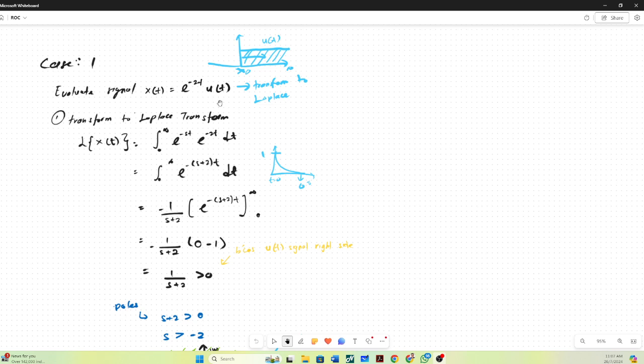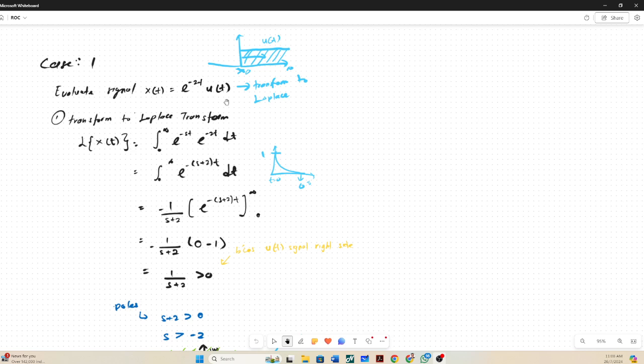First of all, you need to imagine what the signal looks like. u(t) represents a unit step, where the signal happens when t goes from 0 to infinity. So the exponential curve only happens on the right side. So we know e to the power of minus 2t times u(t) is a signal on the right side of the graph.